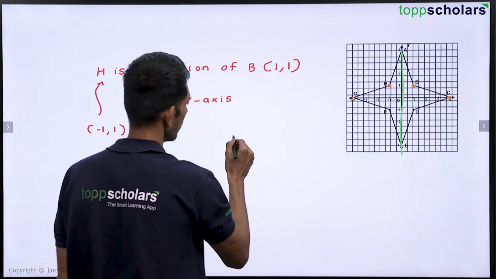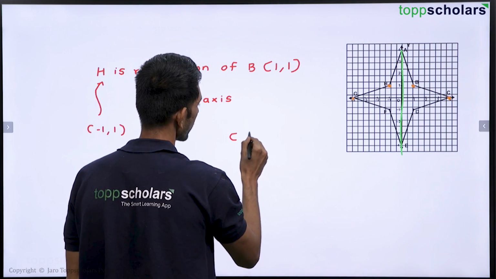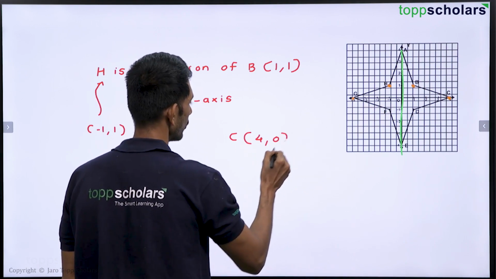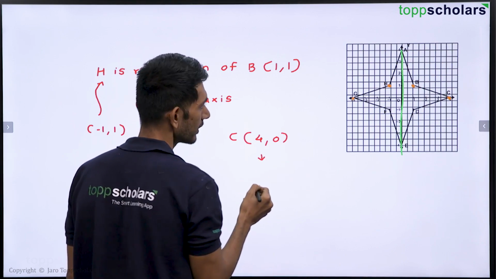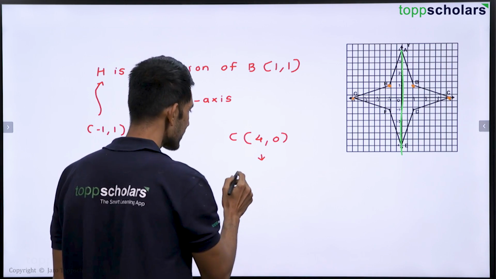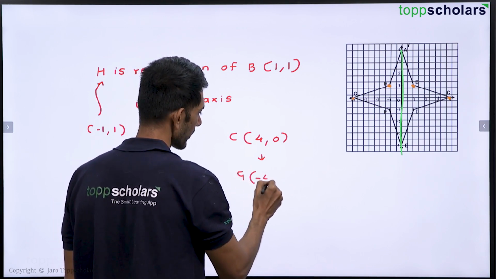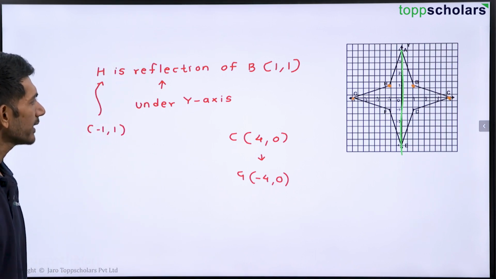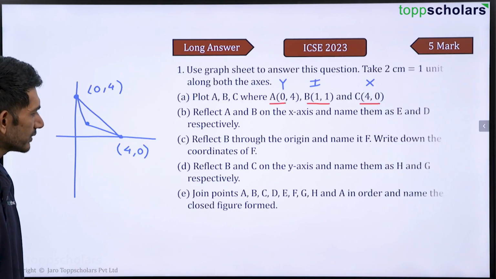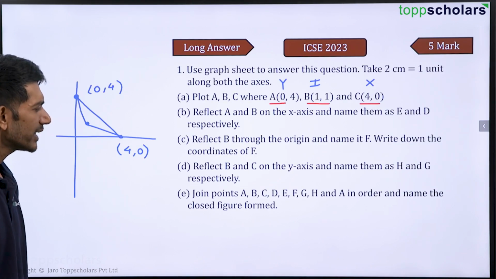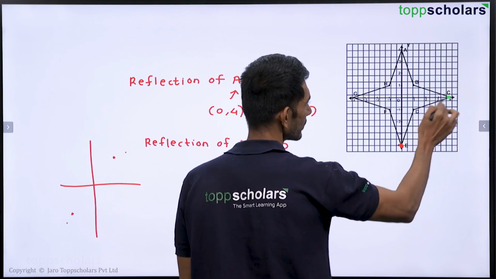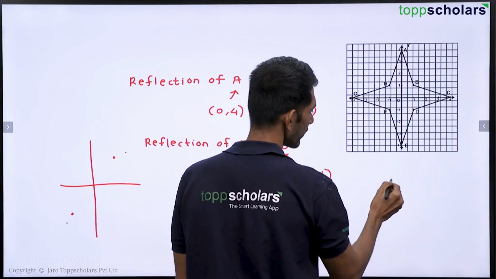Similarly, the reflection of C is what? C is 4, 0. So its reflection under the y-axis is G, which is minus 4, 0. That's it. And what is the final thing that they are saying? The final question says join all the points. Okay, so join A, B, C, D, E, F, G, H and A in order. So in order means what you will do? So initially it was not joined, of course. All the points must be like this, right?